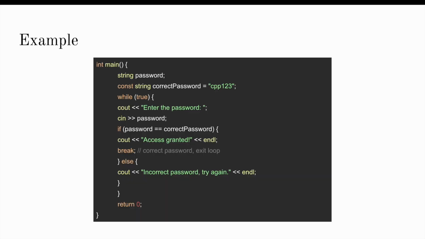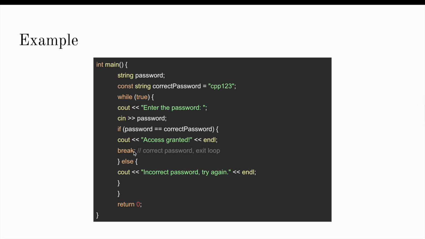And now another example of while is to keep asking for the same password again and again. String password is a constant string variable that cannot be changed. While true means that it's always true, and it keeps asking for the password again and again. Whatever the user enters, we assign the value to this variable inside the while loop body, and if the password is equal to cpp123, then access granted and break.